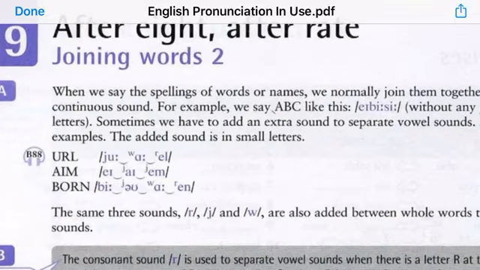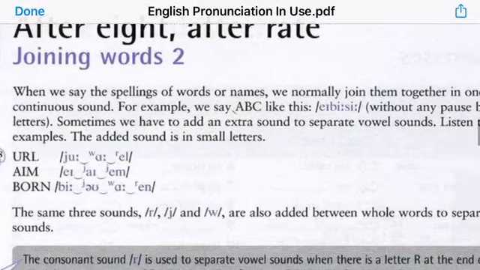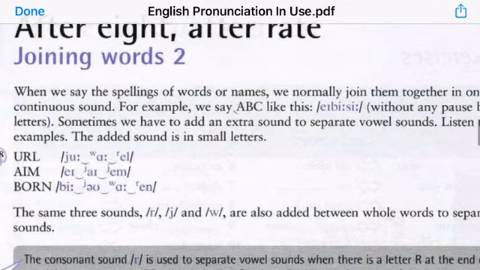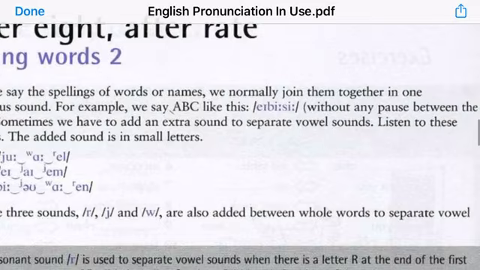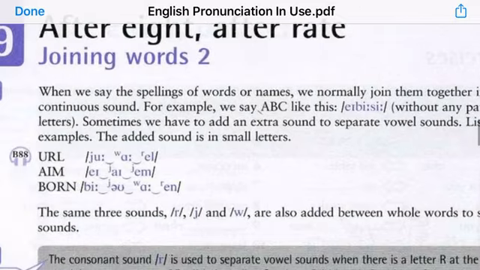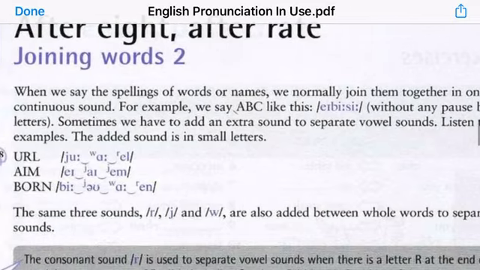When we say the spellings of words or names, we normally join them together in one continuous sound. For example, when we say ABC, we say it as if it were a single word, without any pause between the sounds and the letters. Sometimes we have to add an extra sound to separate vowel sounds.